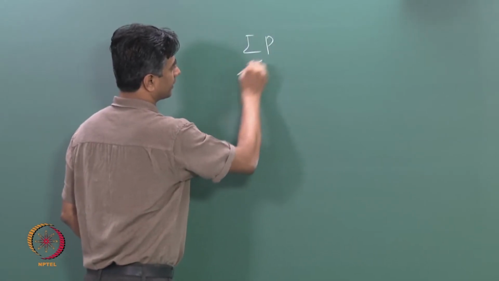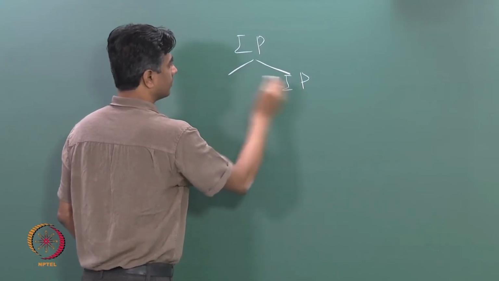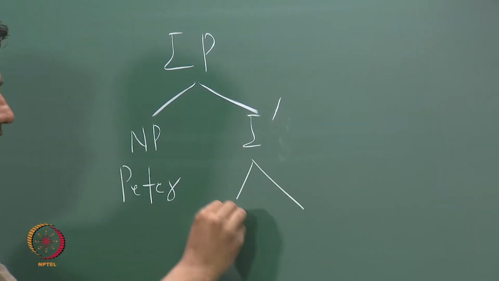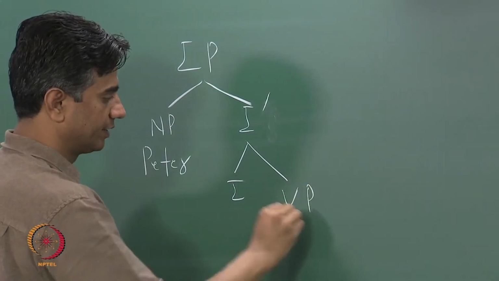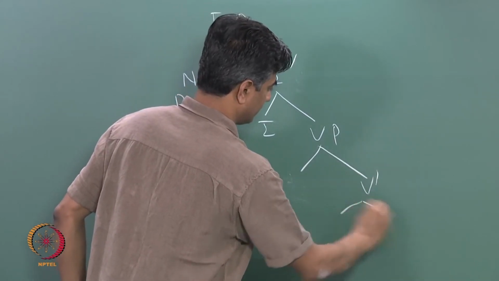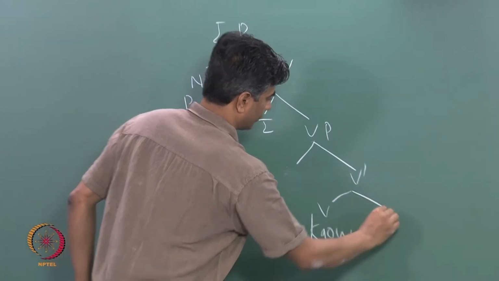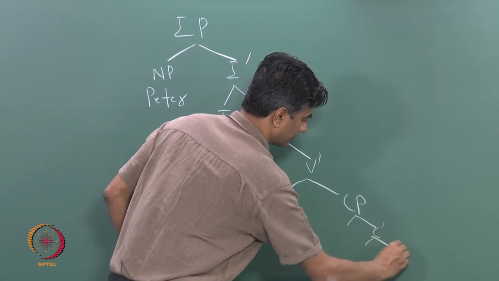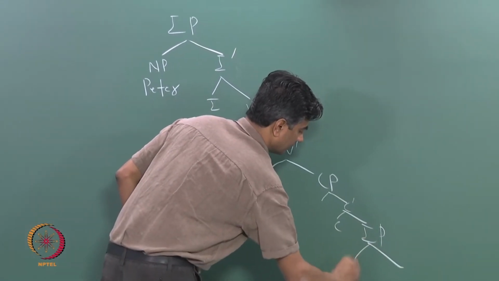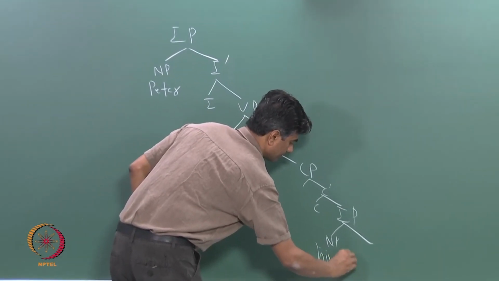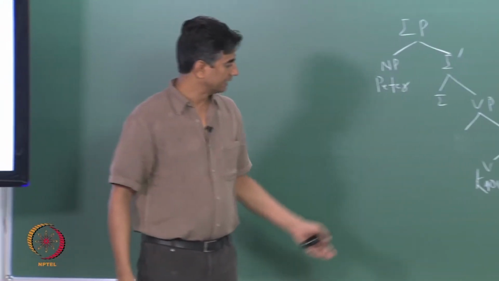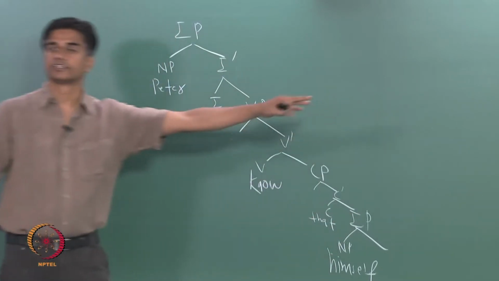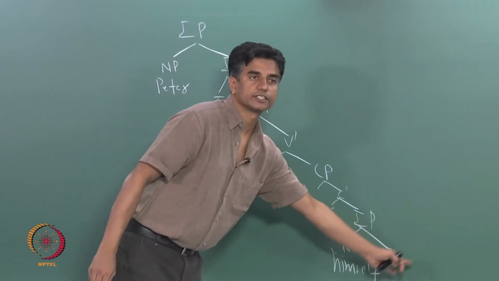We have an IP, and the problem in that IP is, here is our NP, Peter, and then we have I and VP. Here is our CP, right? And then where is the anaphor himself? Here. Am I right? Here is the anaphor. And then it has further things. Peter knows that himself saw John. Right? Hereafter it should be simple for you.